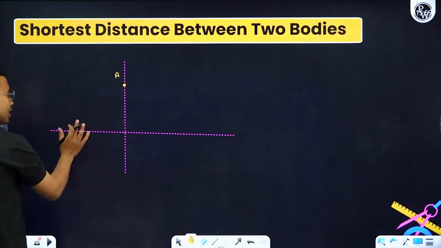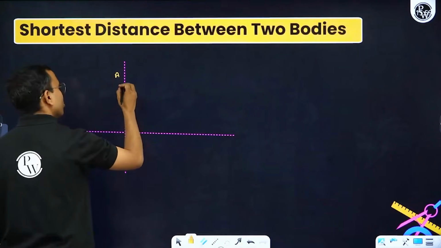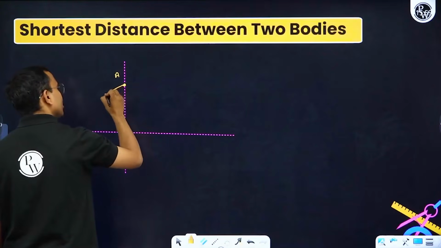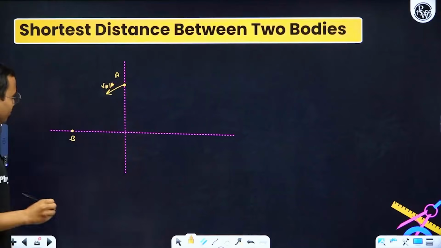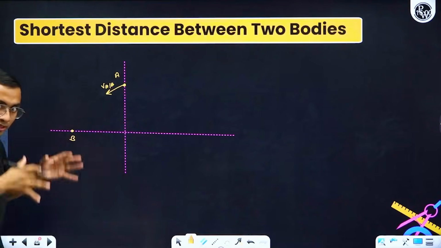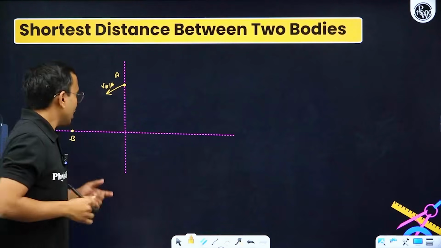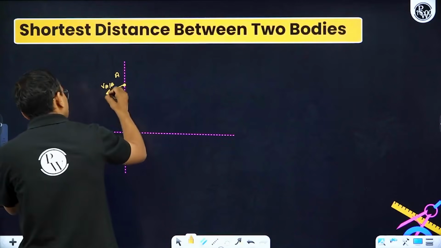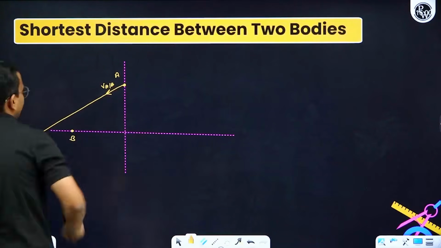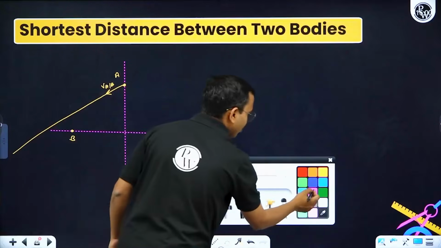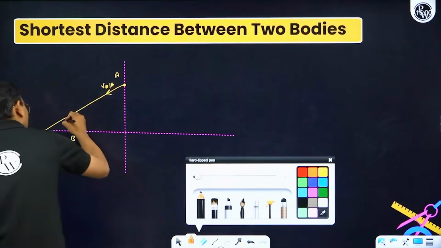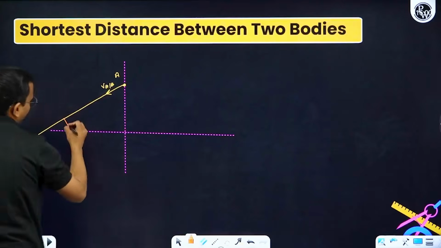Let me observe the velocity of A with respect to B, and let us take it comes somewhat like this. This is the velocity of A with respect to B. Now B is stationary. B with respect to B means I am sitting on B. Now when B is seeing it is moving in this direction, it means it will pass like this. If it passes like this, what will be the minimum distance? This will be my minimum distance.